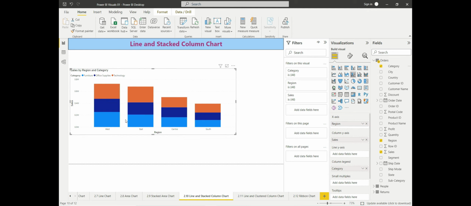Now we can see it is the stack column chart. Here we see another axis, that is the line y-axis. On the line y-axis we'll move the quantity here.